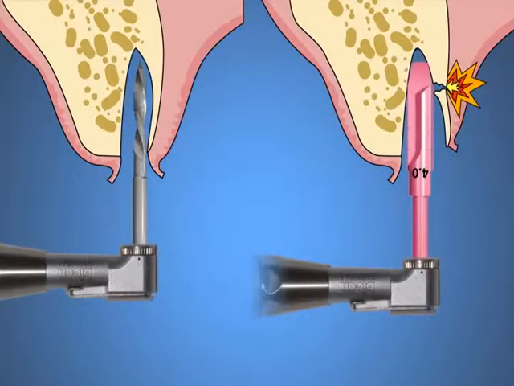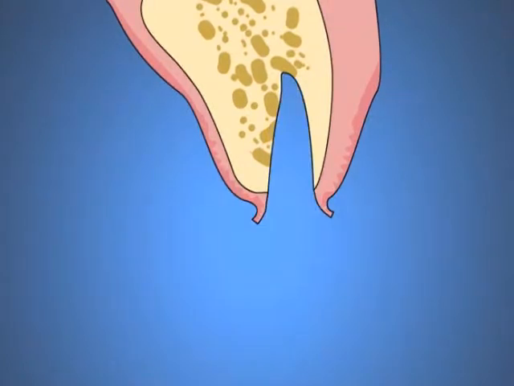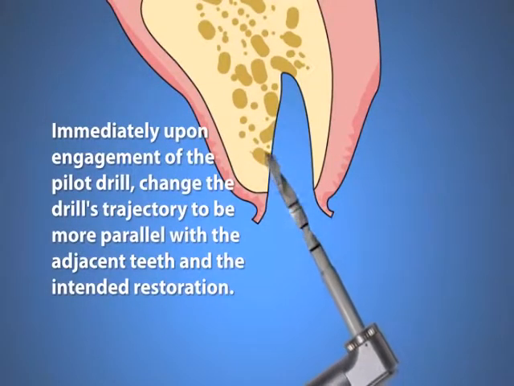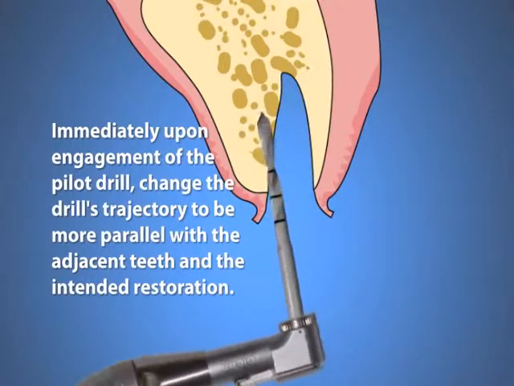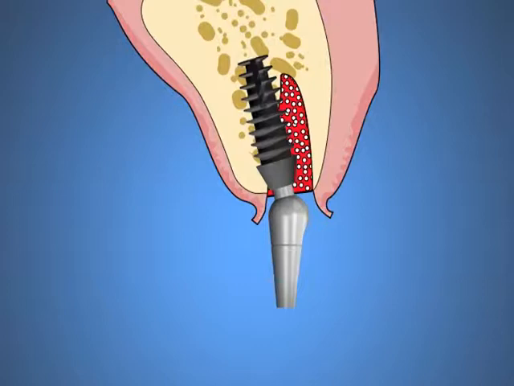For the immediate placement of a maxillary anterior implant, it is advisable to avoid a buccal perforation by initially drilling into the palatal wall of the socket more perpendicularly than the intended trajectory, and immediately upon engagement of the pilot drill, change the drill's trajectory to be more parallel with the adjacent teeth and the intended restoration.